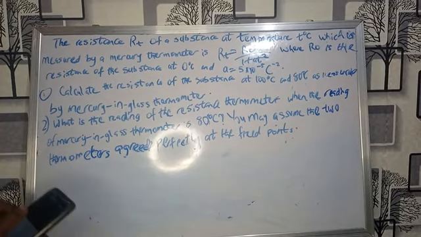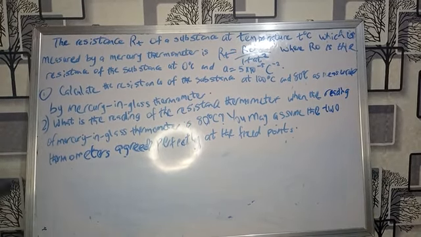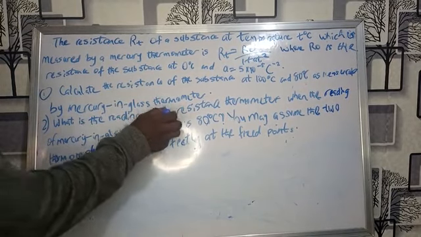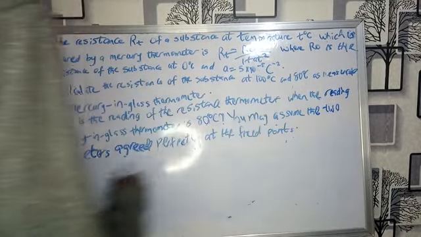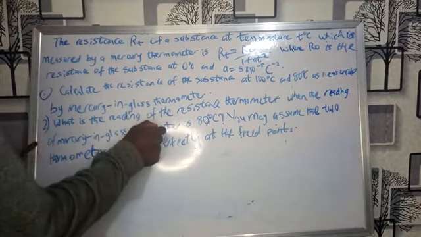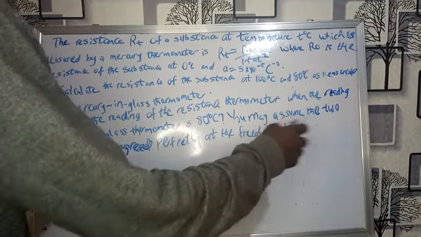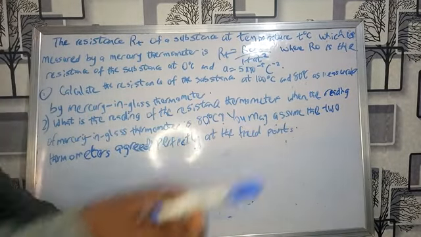So we are continuing with the second question now. This one states, what is the reading of this resistance thermometer when the reading of the mercury in gas thermometer is 80 degrees Celsius? Now we may assume that the two thermometers are at the fixed point.